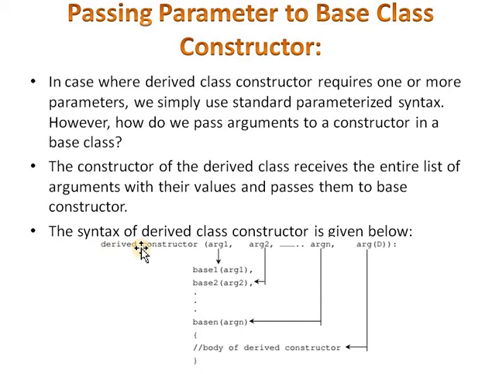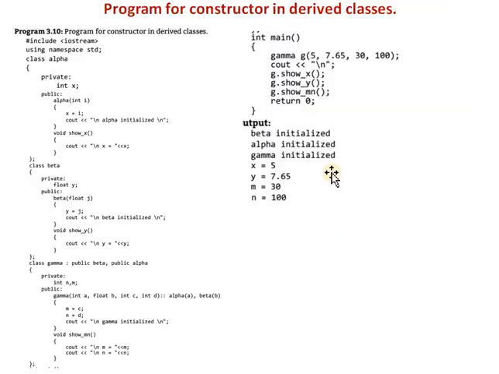Here is a derived constructor. There are a number of arguments. In that, the first values are for the base class data members, and the last values are for the derived class data members. Let's see the example. Here is a program that demonstrates constructors with parameters used in derived classes.